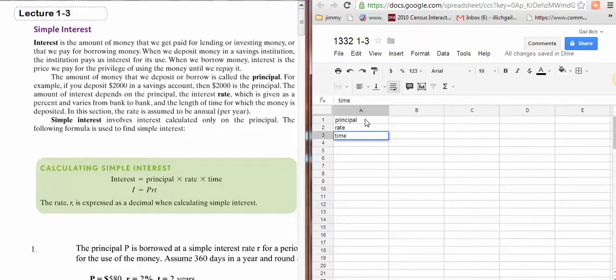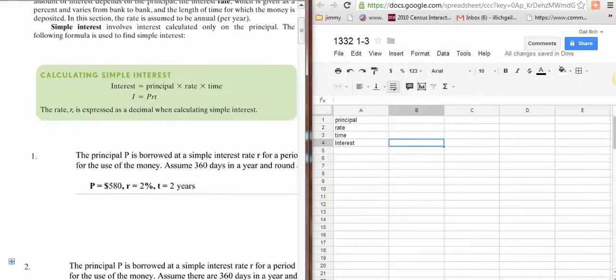Now time is in years, so if it's a portion of a year, we have to divide it by 12. For example, if it's only 3 months, time then would be 3/12, which reduces to 1/4, 0.25 of a year. But we'll look at that in a minute. A quarter of a year would be 3 months. Okay, and then the interest formula is what we're going to be looking for. Okay, so let's go ahead and look at an example.